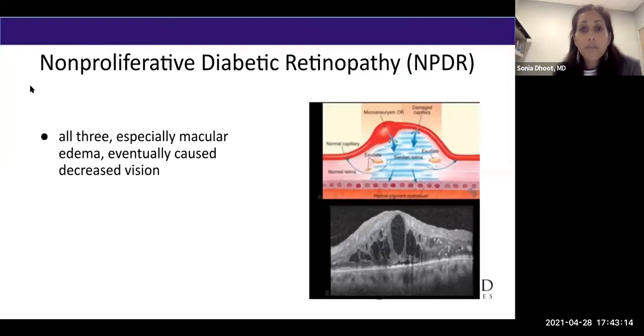Okay, so non-proliferative diabetic retinopathy. So we're talking about the retinal hemorrhages, the exudates, and the macular edema. All three can cause decrease in vision, but particularly macular edema. And on the right here, the bottom picture is a scan of the macula. And all these little black bubbles here, those are all what we call macular cysts or fluid, and that's macular edema. The more swollen the retina, the more blurry the vision.